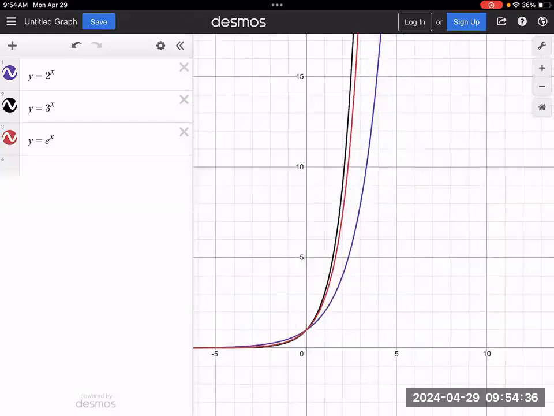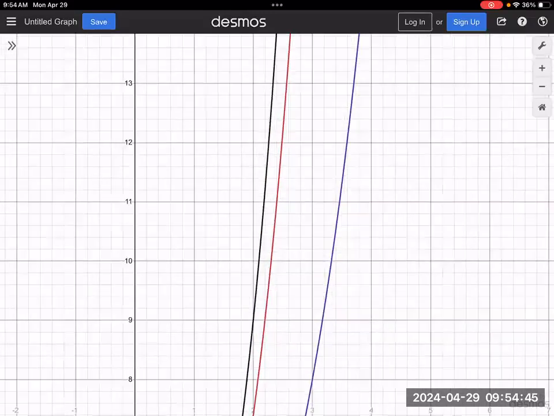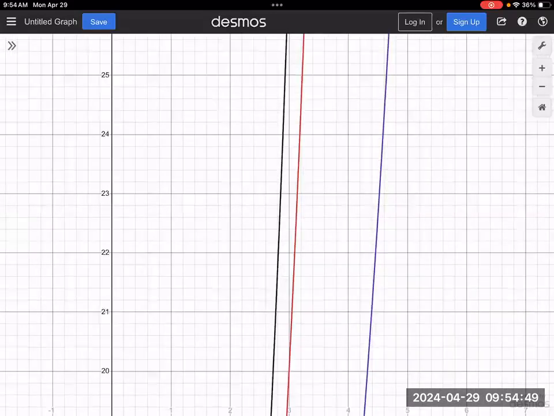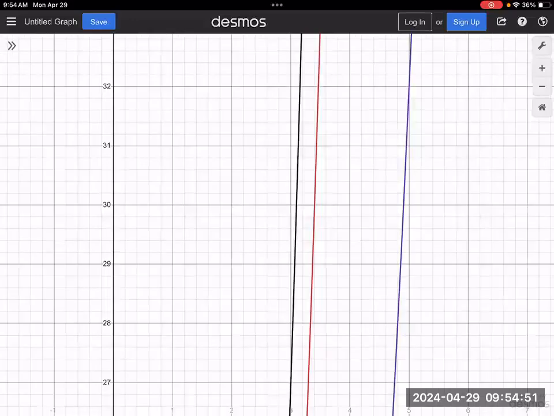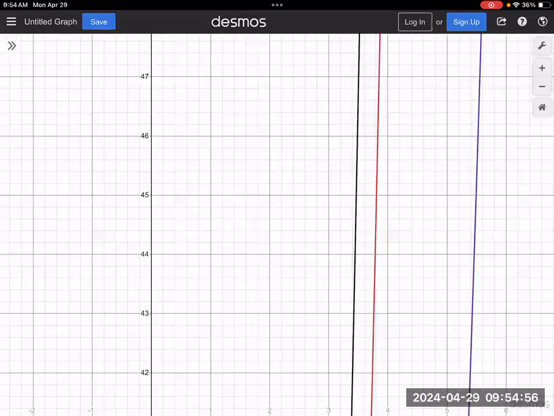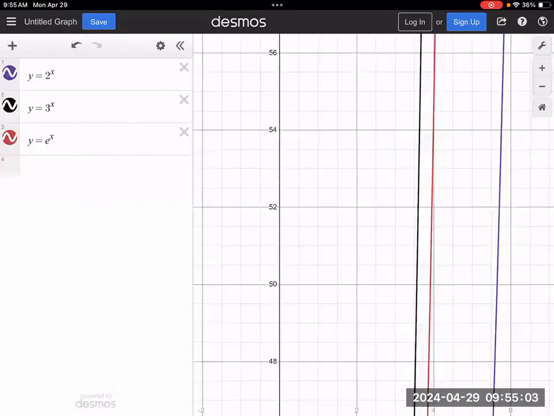Now, what do you notice about your black and purple and red lines? Well, it looks like the black and the red are kind of together, and that purple one is not so much. That continues as we continue to go up. Your purple is just way out there, and the other two are really, really close. Any reason for that? Keep in mind your colors. Black is 3 and red is e.